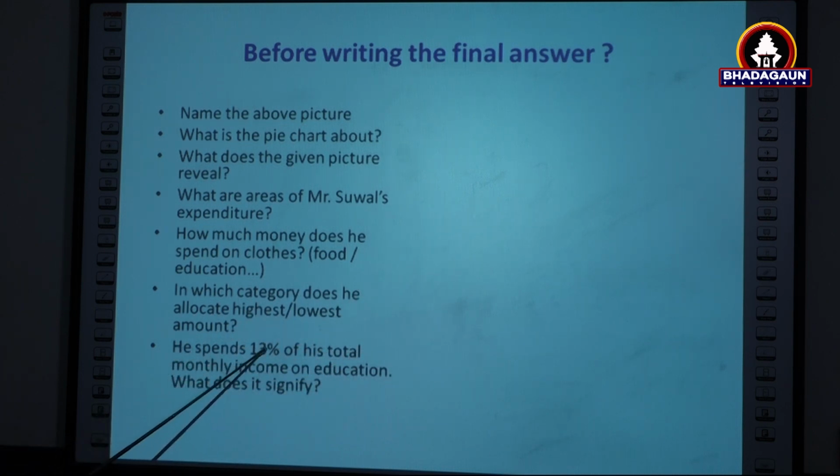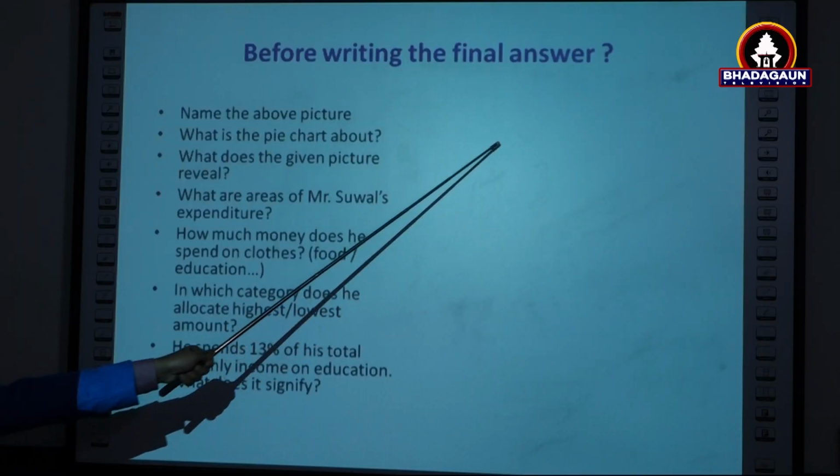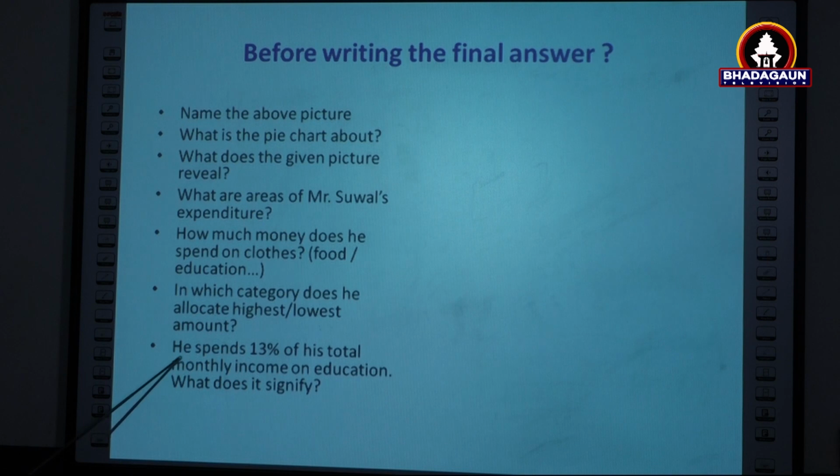Finally, he spends 13% of his total monthly income on education. What does it signify? Now your logical answer, you say a deeper thinking is necessary here. Up to here you just write the data and information that is presented in the picture. But this last question seeks your deeper knowledge, critical thinking, analysis, so interpretation of the data. So he spends 13% of his total monthly income on education.